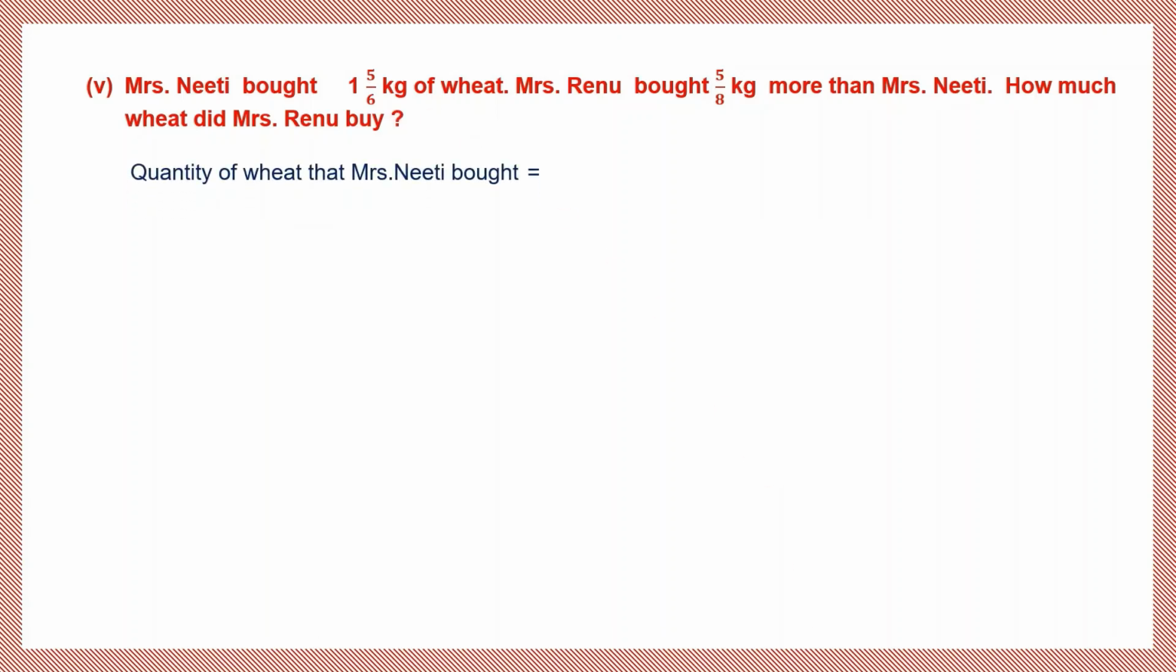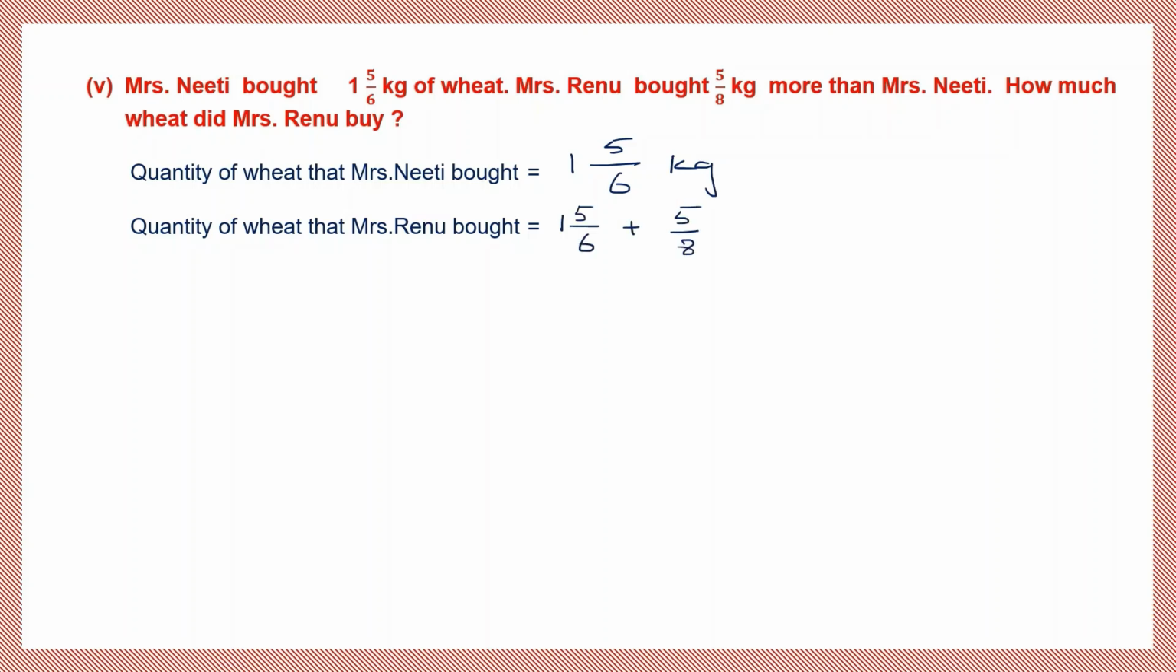Quantity of wheat that Mrs. Neeti bought is 1 5 by 6 kg. Quantity of wheat that Mrs. Renu bought is 5 by 8 kg more than this. So 1 5 by 6 plus 5 by 8. So here we have to add this up to find out. So first step, let's convert. 6 into 1, 6 1s are 6 plus 5 is 11. So here we have 11 by 6 plus 5 by 8. Now the LCM of 6 and 8. Let's find the LCM. 6 and 8. 2, 2 3s are 6, 2 4s are 8.